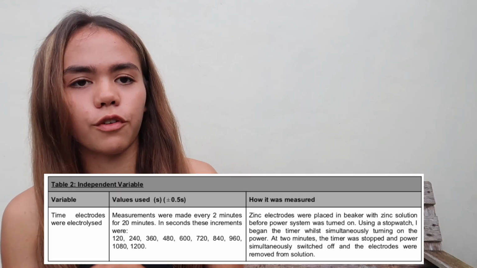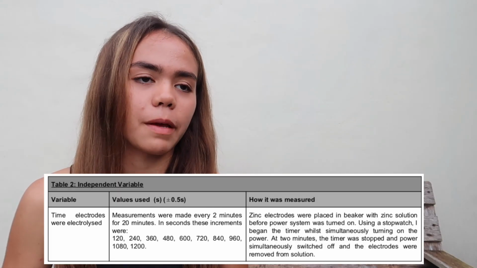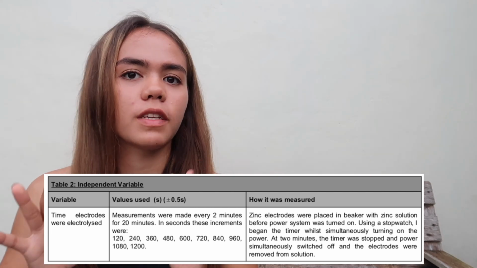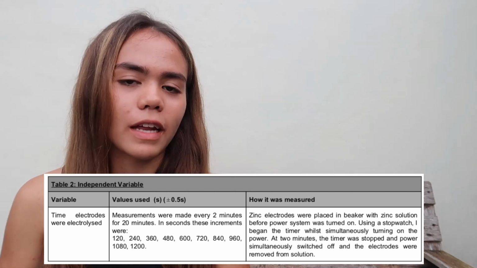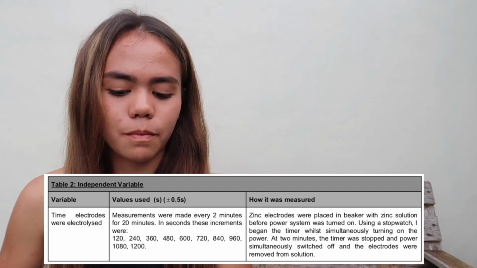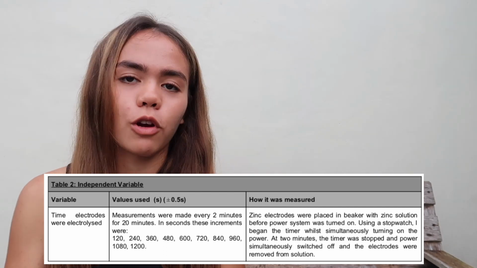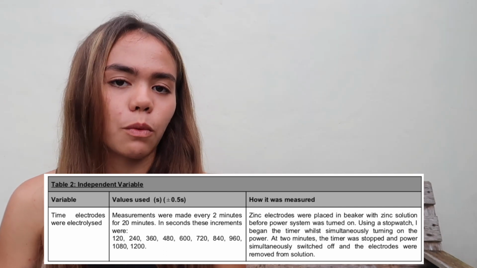So here's where I describe what I'm going to do. I say I'm going to take measurements for the time every 2 minutes for 20 minutes. So that comes out to a total of 10 increments. Then I have a column called how I measured it. And in this column, I describe exactly how I was able to measure this amount of time. This gets me exploration points because I detailed how careful I was in my method.